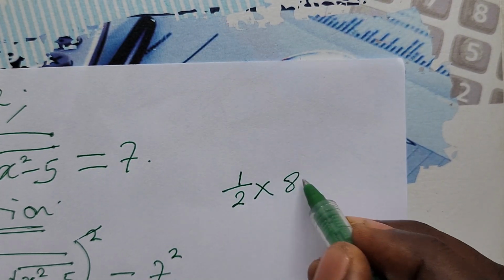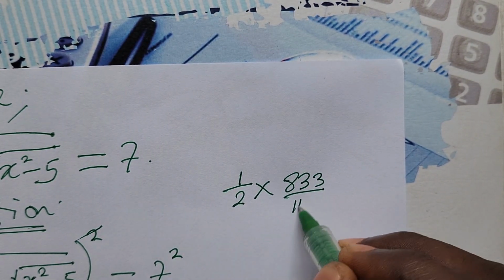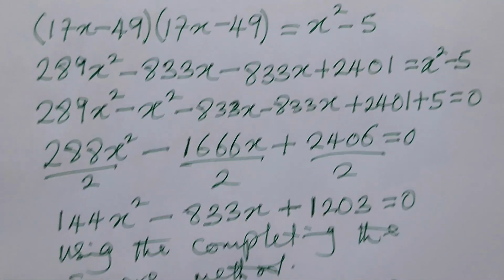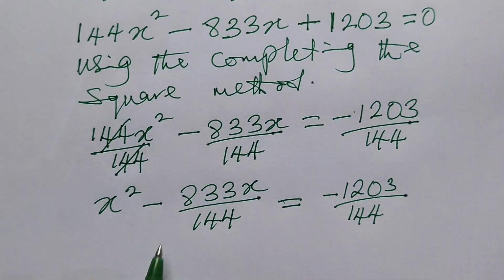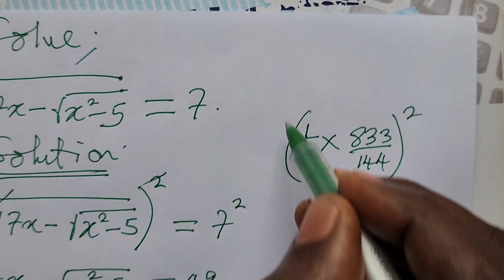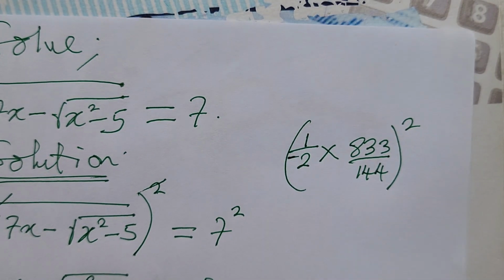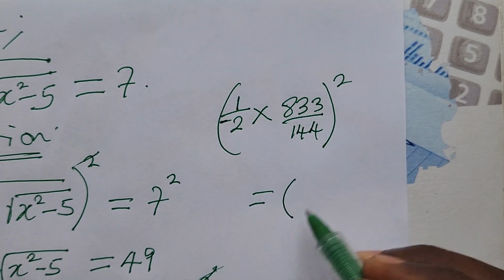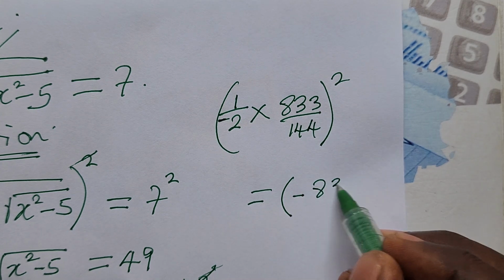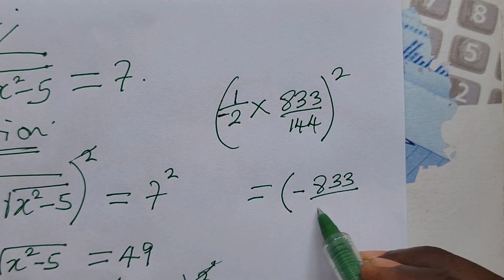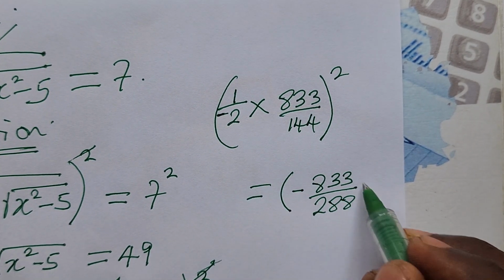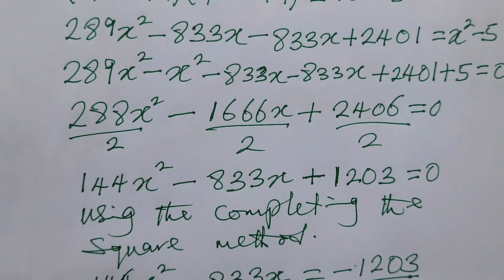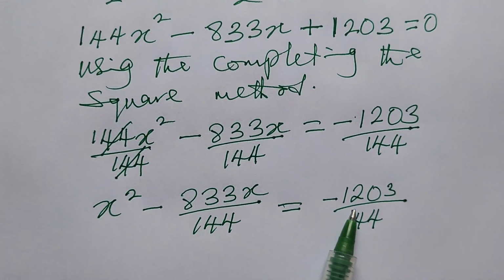So I have here 833 all over 144, then we square it. Now, but what is the sign of this guy here? The sign here is minus. So we attach minus to this. Okay. So if we multiply out, this automatically will give us here bracket minus 833 all over 288 all raised to power 2. So we have to add this term to the left and the right hand side of our expression.